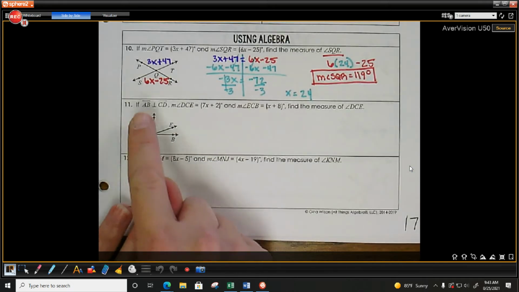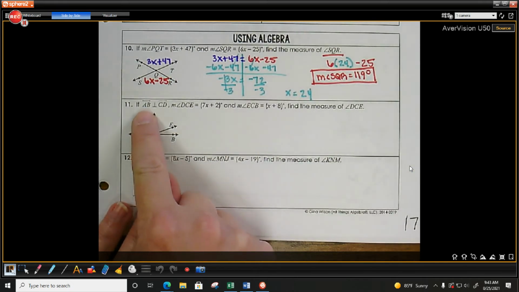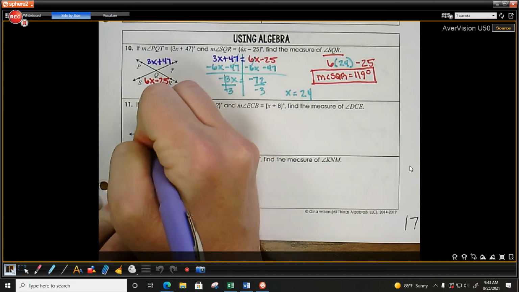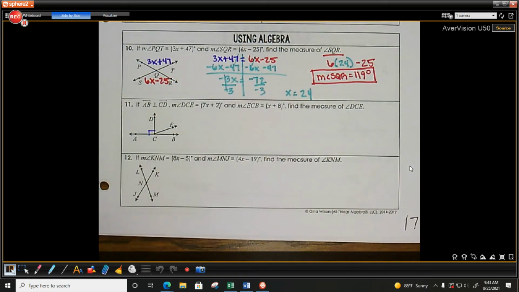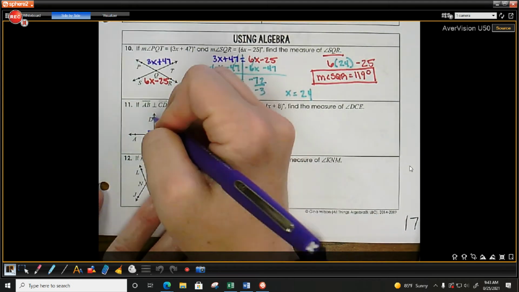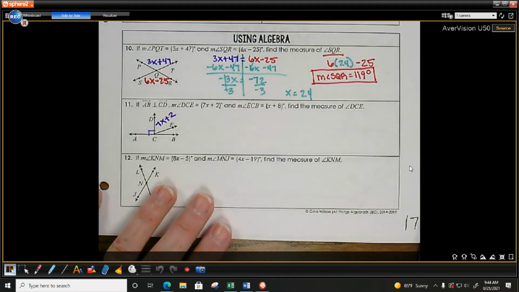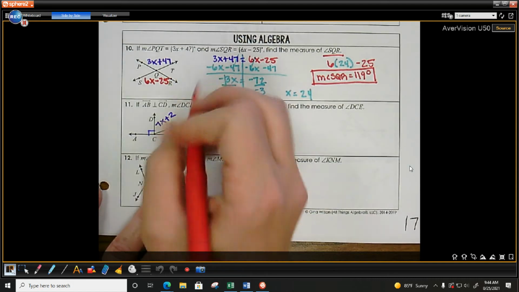Okay, if line AB is perpendicular to ray CD. So I'm going to draw a perpendicular box right there. Okay, DCE is 7x plus 2. And then ECB is x plus 8.